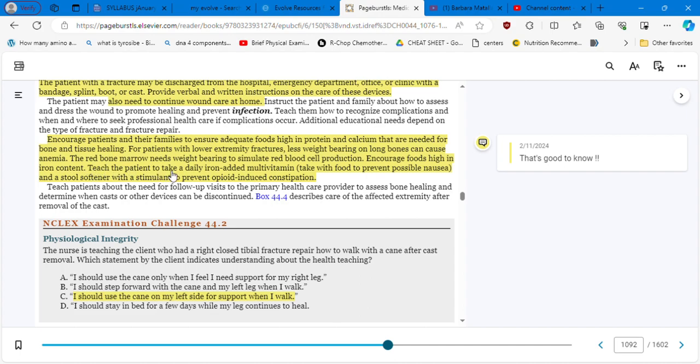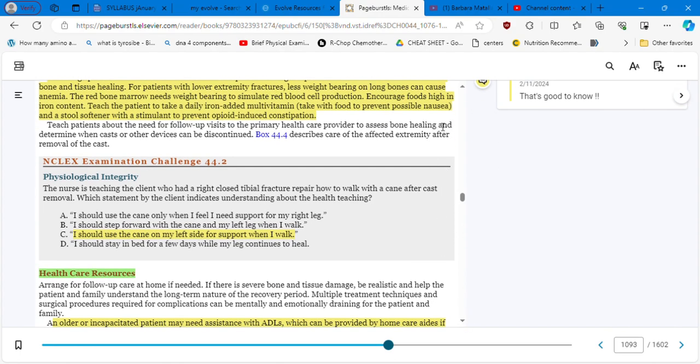Teach the patient to take a daily iron-added multivitamin. Take with food to prevent possible nausea, and a stool softener with a stimulant to prevent opioid-induced constipation. That's good to know. This entire paragraph is NCLEX material, good to know. I feel like I want to test you on this.